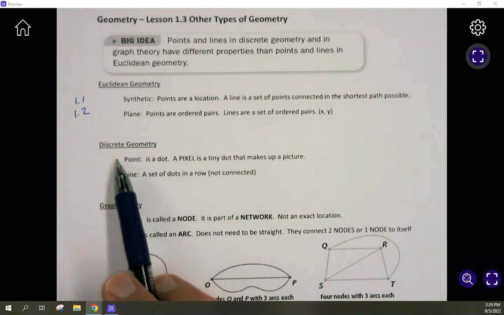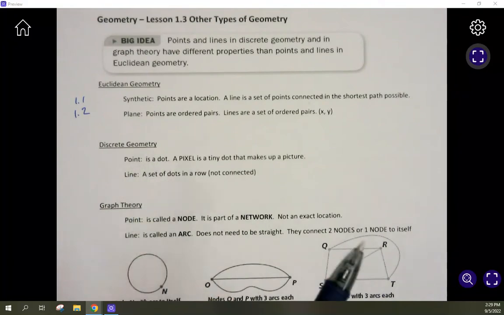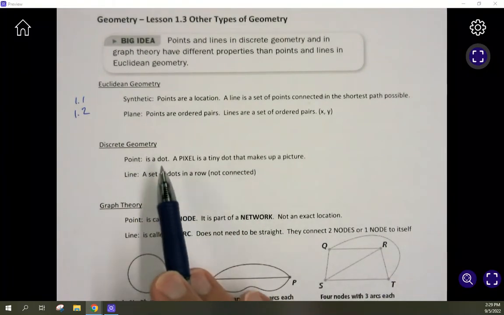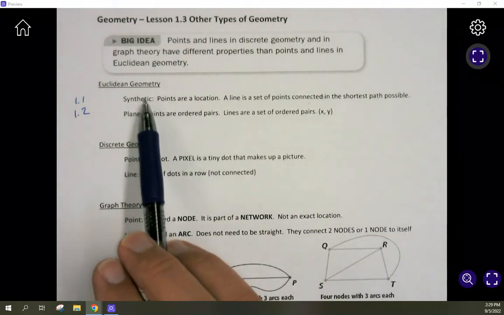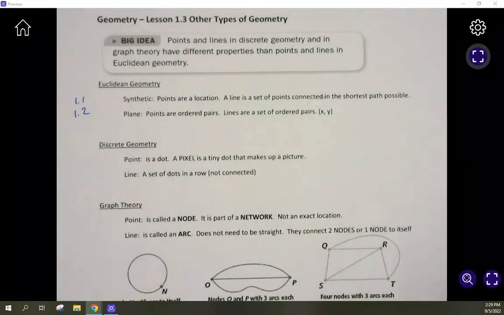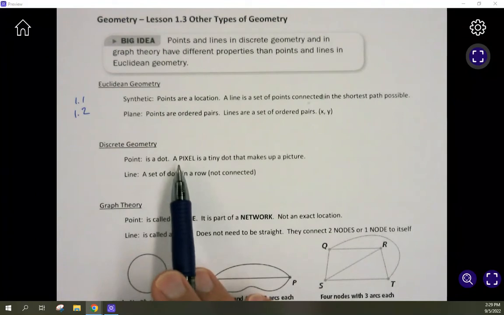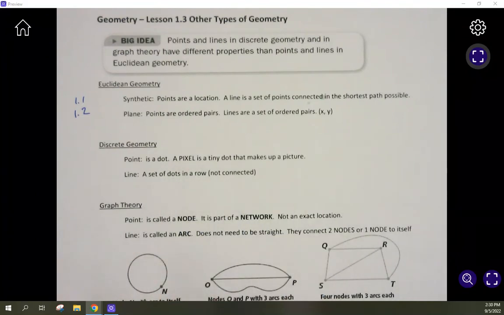So points and lines. In discrete geometry, a point is just a dot. It does actually take up some space too. Up here, we just talked about points not representing a size. They don't necessarily have a length or a width or a depth. But here, a point is a dot and it has size. The way to think about it: if you take a picture on, let's say, a phone that's a couple years old and you zoom in, it gets very pixelated and you can see those pixels. A better camera has more pixels, so when you zoom in, they're smaller, and when you zoom out, you get a better picture.